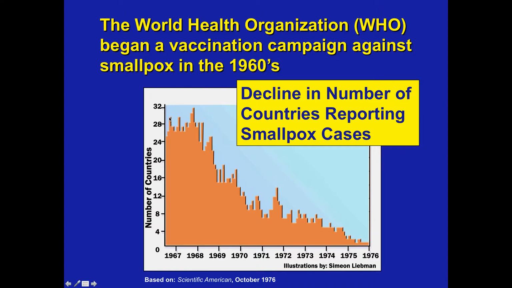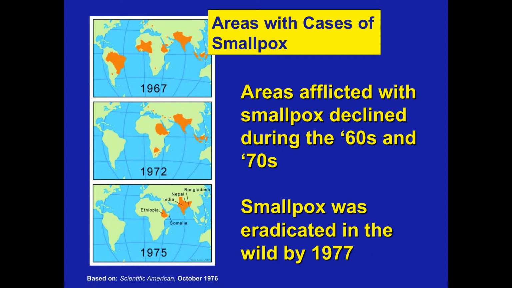Vaccinations were given starting in the 60s. You can see we had a lot of countries reporting smallpox here, and that began to go down worldwide. We had fewer and fewer countries reporting smallpox till the 70s. It was really just one or two. And that was because we essentially eradicated smallpox from the wild.